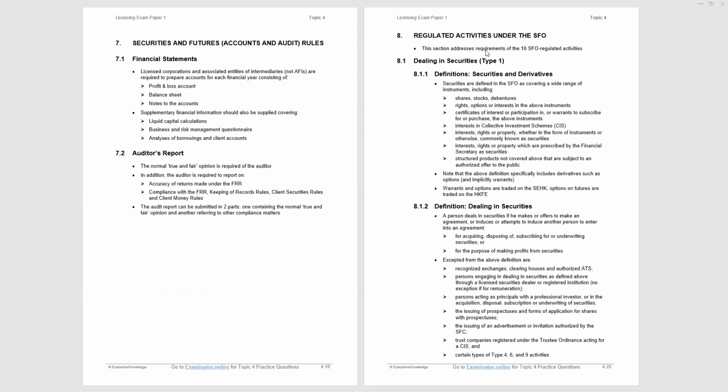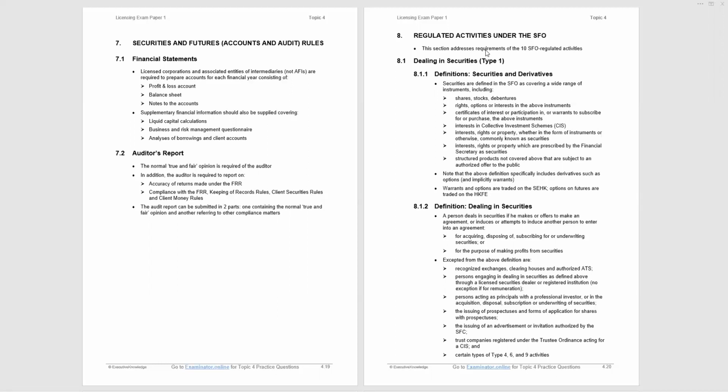So what is the definition of dealing in securities? It's a bit wordy, and it's highly unlikely they'll examine this exact wording. A person deals in securities if he makes or offers to make an agreement, or induces or attempts to induce another person to enter into an agreement, for acquiring, disposing of, subscribing for, underwriting securities, or for the purpose of making profits from securities. So it's really what we all understand intuitively, but a lawyer has had to put it into words, and that is what is considered dealing in securities. It has to be as part of a process of making money, making profits.